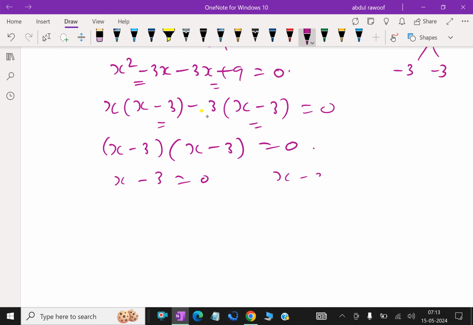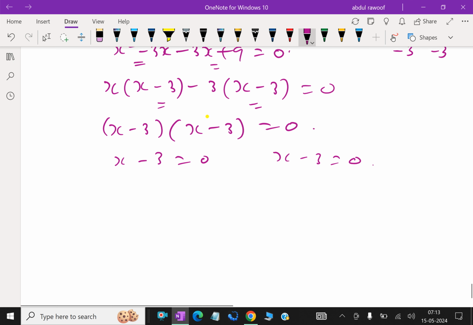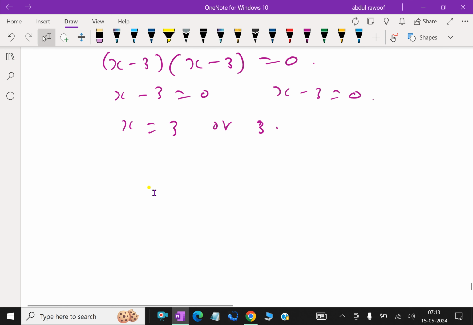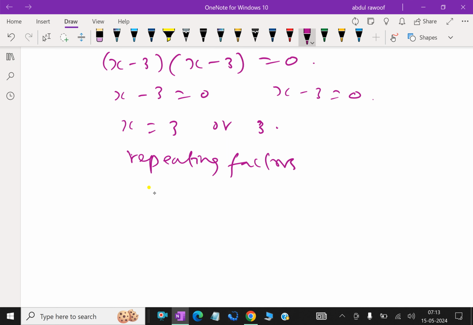Here also x minus 3 equal to 0. Therefore, x equal to 3 or the same 3. 3 or 3 means what? It's a repeating factor. The solution is x equal to 3.